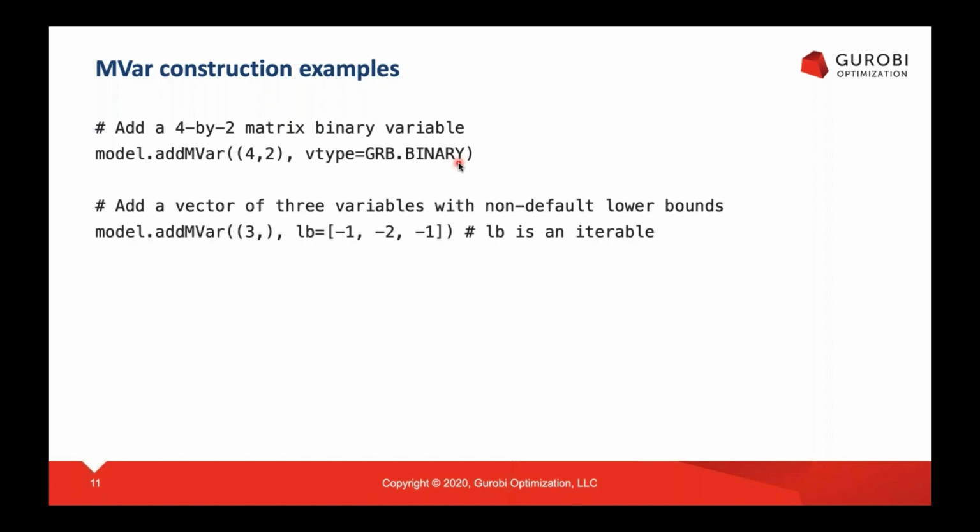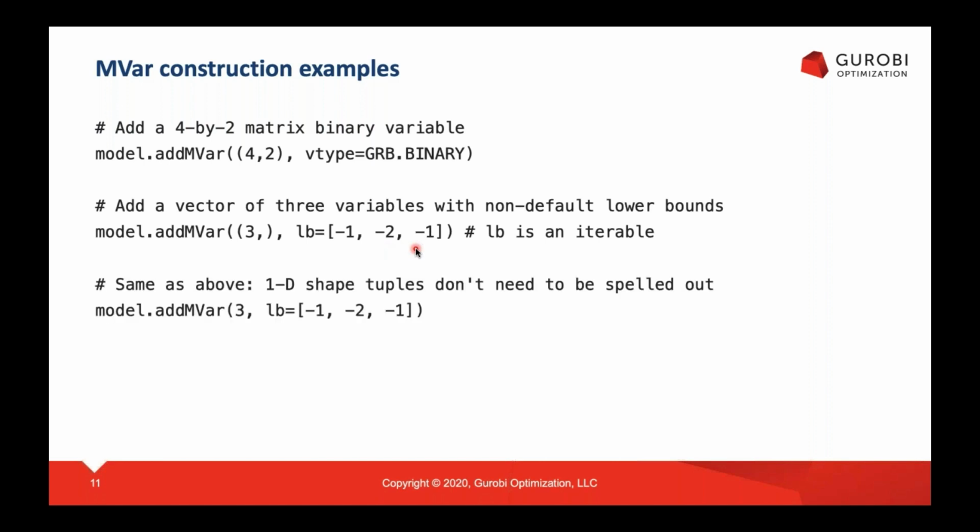Now what's this? We add an MVar, and now the first argument, this always looks a bit funny, but this is just the way you write a one-element tuple in Python. So it's a matrix variable having 1 dimension, so it's a vector, and has length 3. The lower bounds for the individual variables are -1, -2, -1, and the rest is left at default.